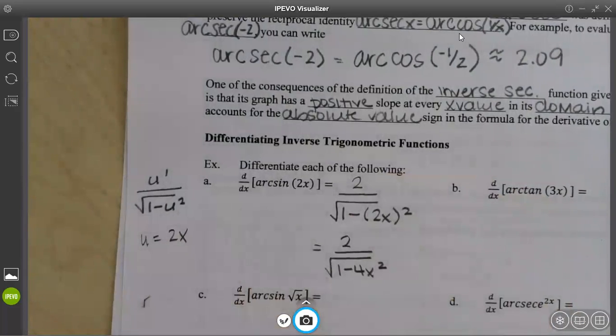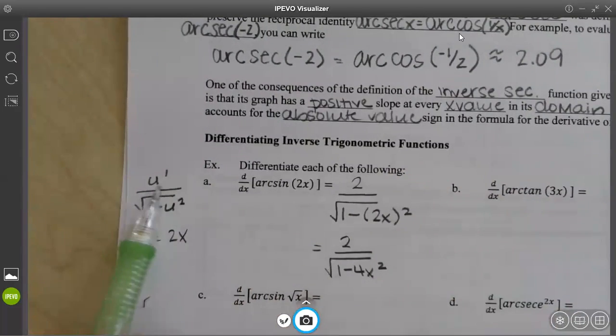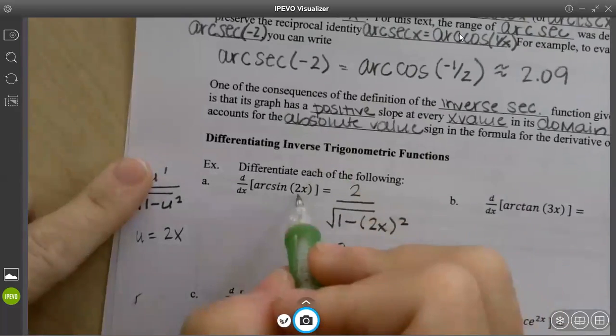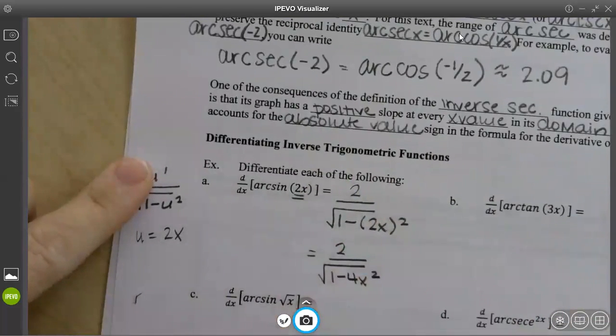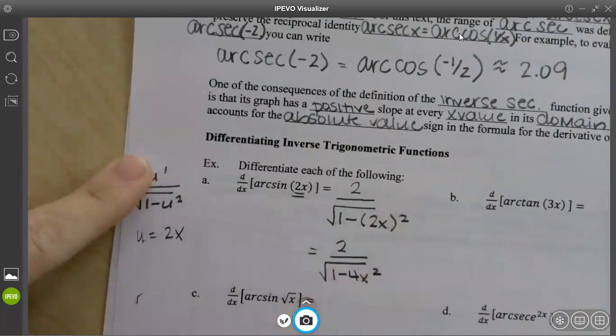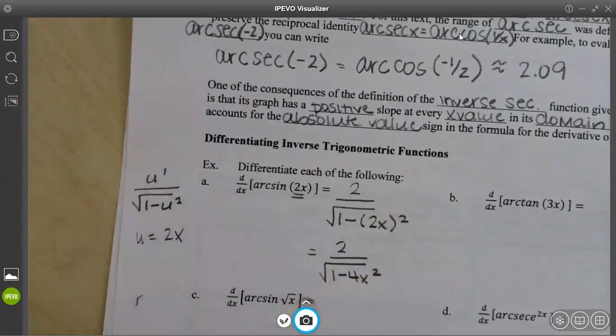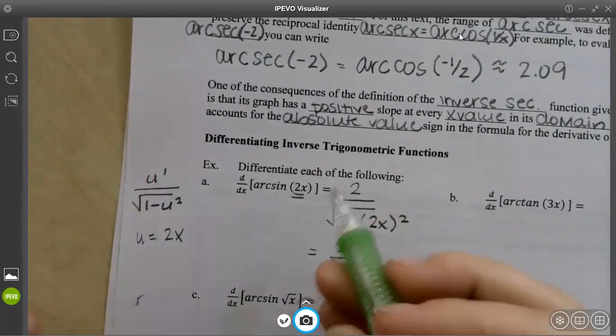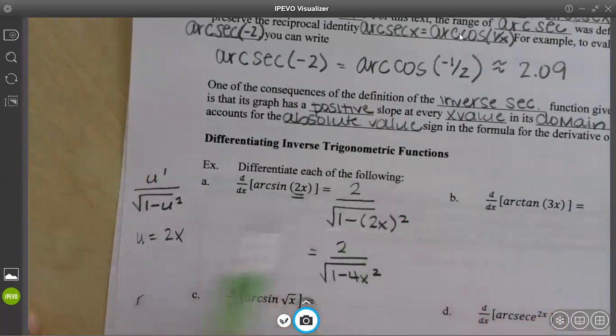The other example that we had was just showing you how you've got these rules. Now we're just using the rule. Okay, so one more time. Our u is whatever's inside this function. So if it were just x, if we did arc sine x, our u prime would be 1. Okay, so this one is 2x, so our u prime is 2. On the bottom, 1 minus, our u was 2x squared. And then all I did was square these. 2 squared is 4, and then x squared.